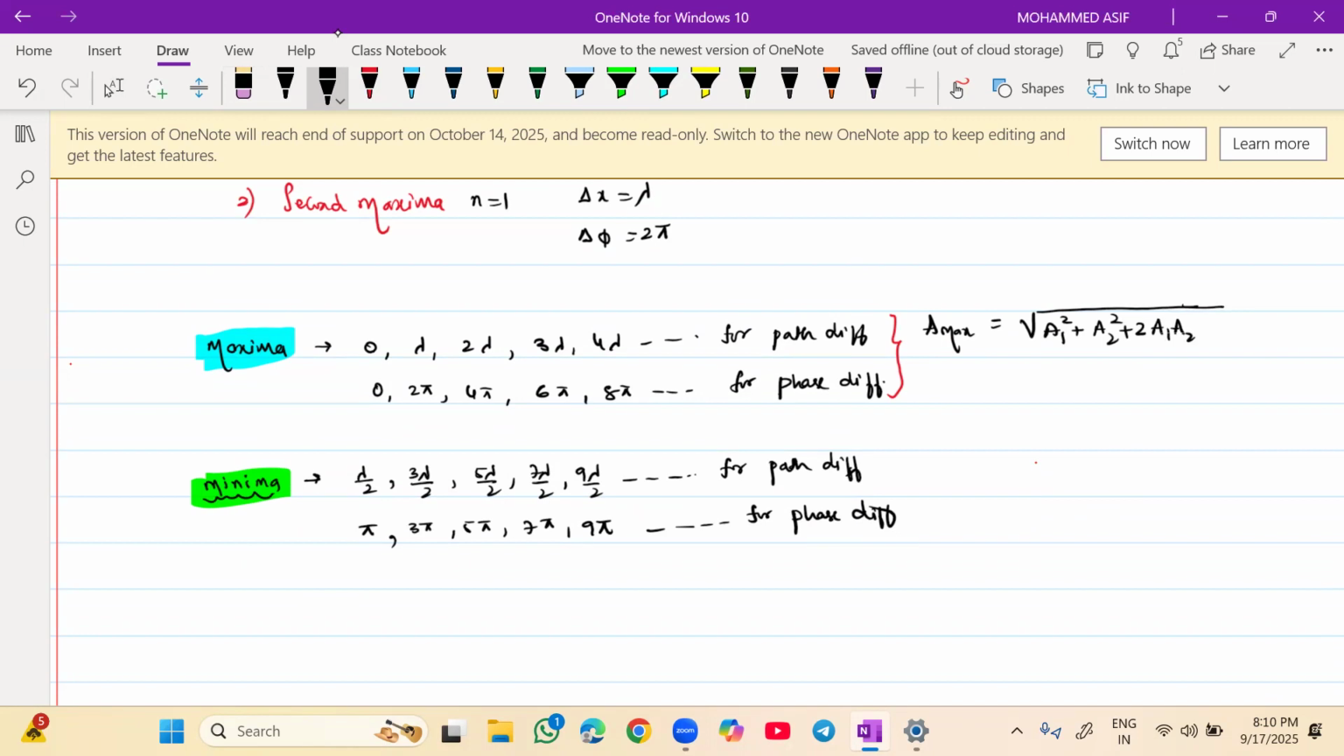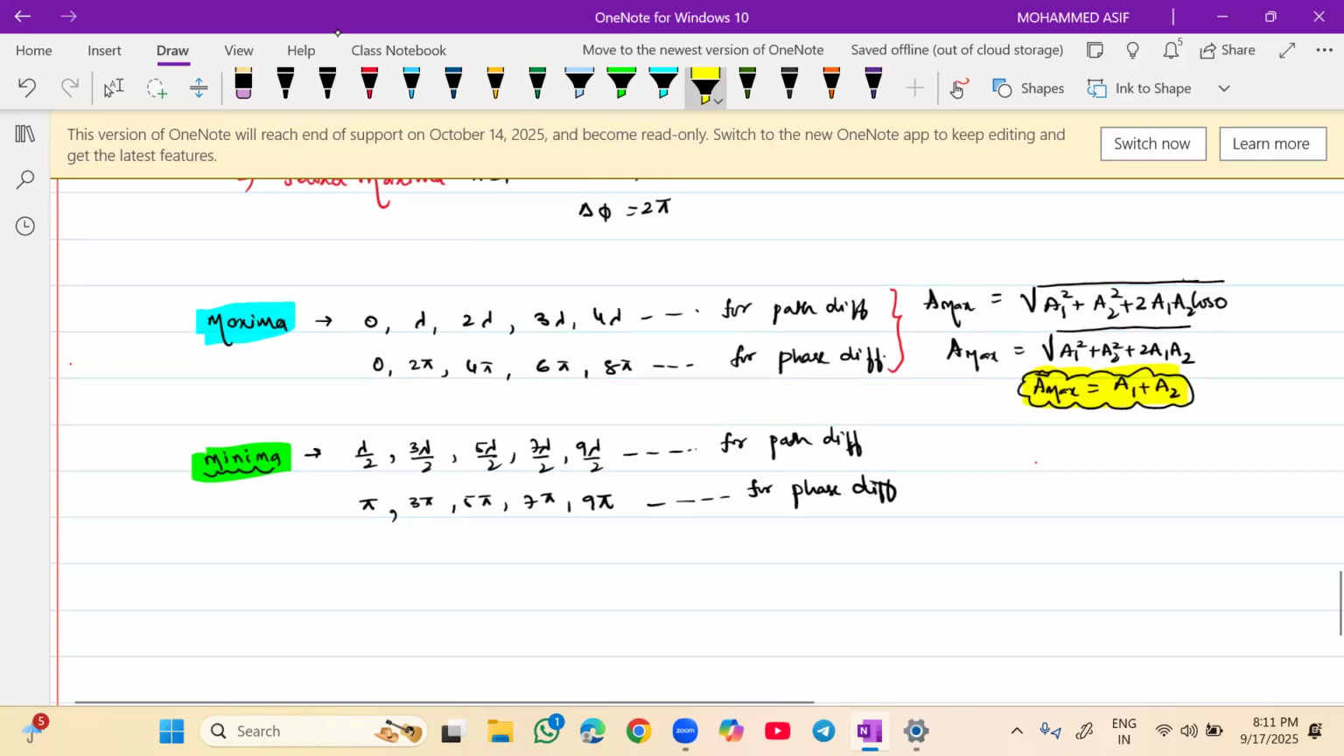First one, the angle is 0, cos 0. Cos 0 is how much? 1, isn't it? So A max will be equal to the square root of A1 square plus A2 square plus 2 times A1 into A2. That means A max will come out to be A1 plus A2. This is your A max. A max is equal to A1 plus A2.